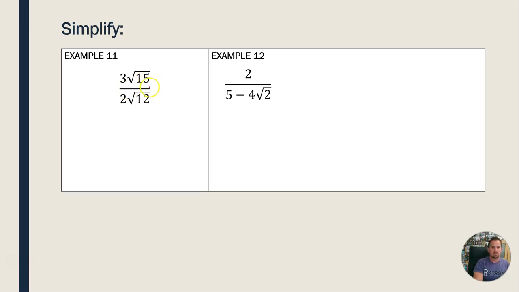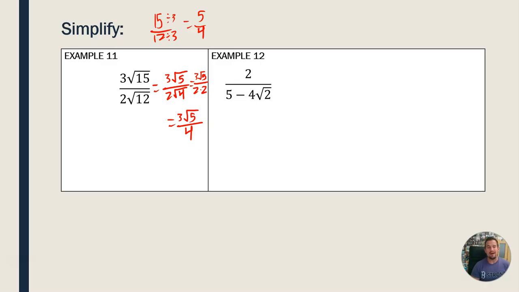The square root of 15 over the square root of 12, 15 over 12 can reduce because the top and the bottom are both divisible by 3, right? So if I divide by 3 on the top and bottom, I'm going to end up with 5 over 4. So really I could rewrite this as 3 square root of 5 over 2 square root of 4, okay? So now let's determine if I can simplify this any farther. Well, the square root of 5 isn't going to simplify any farther, but the square root of 4 is. The square root of 4 is 2. So this is going to be 3 square root of 5 over 2 times 2, which gives me a final answer of 3 square root of 5 over 4. Okay, that's my final answer.